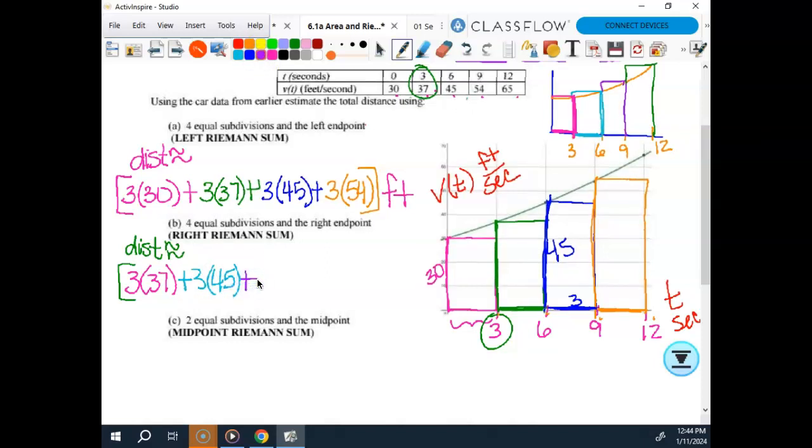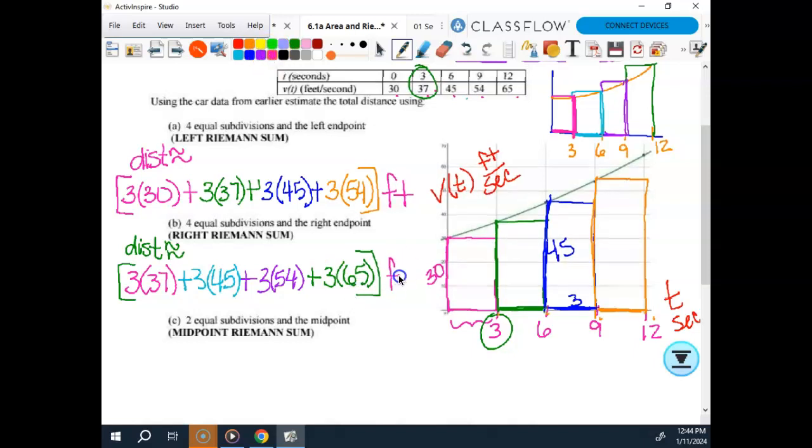Plus, what's the length of the base? 3 times the height, which is 54. Plus, what's the length of the base? 3 times what's the height? 65. Okay. And what are my units?